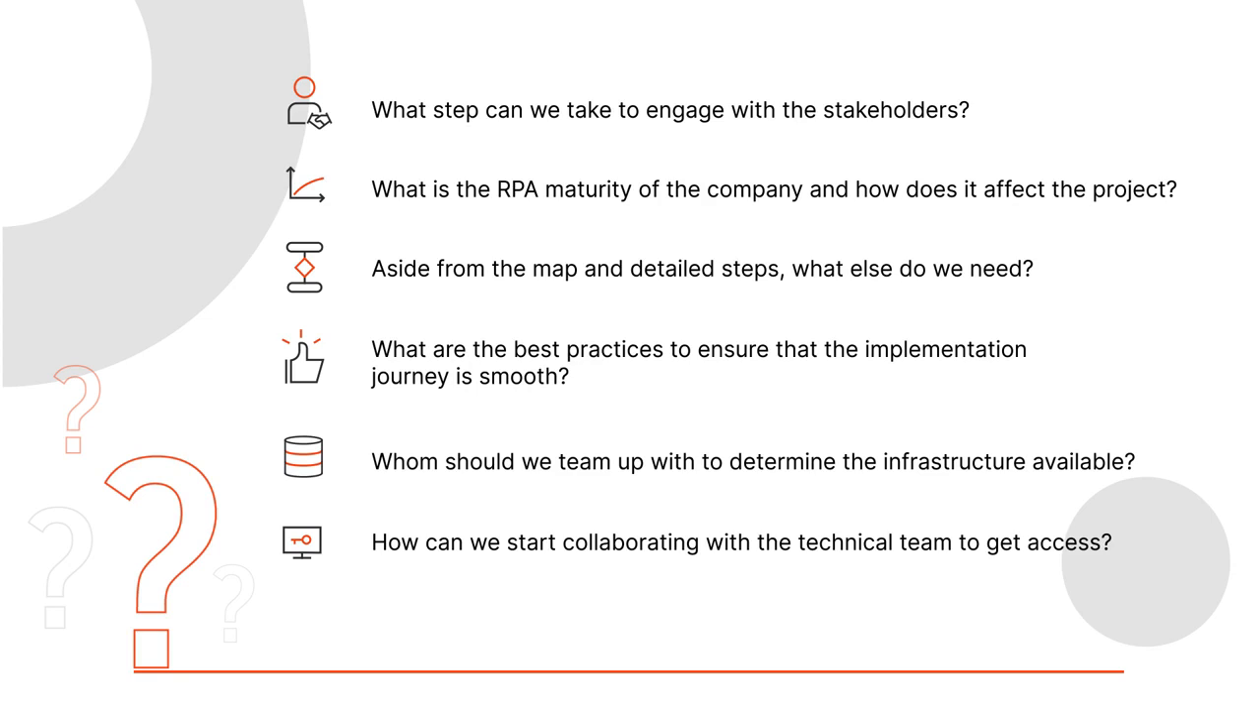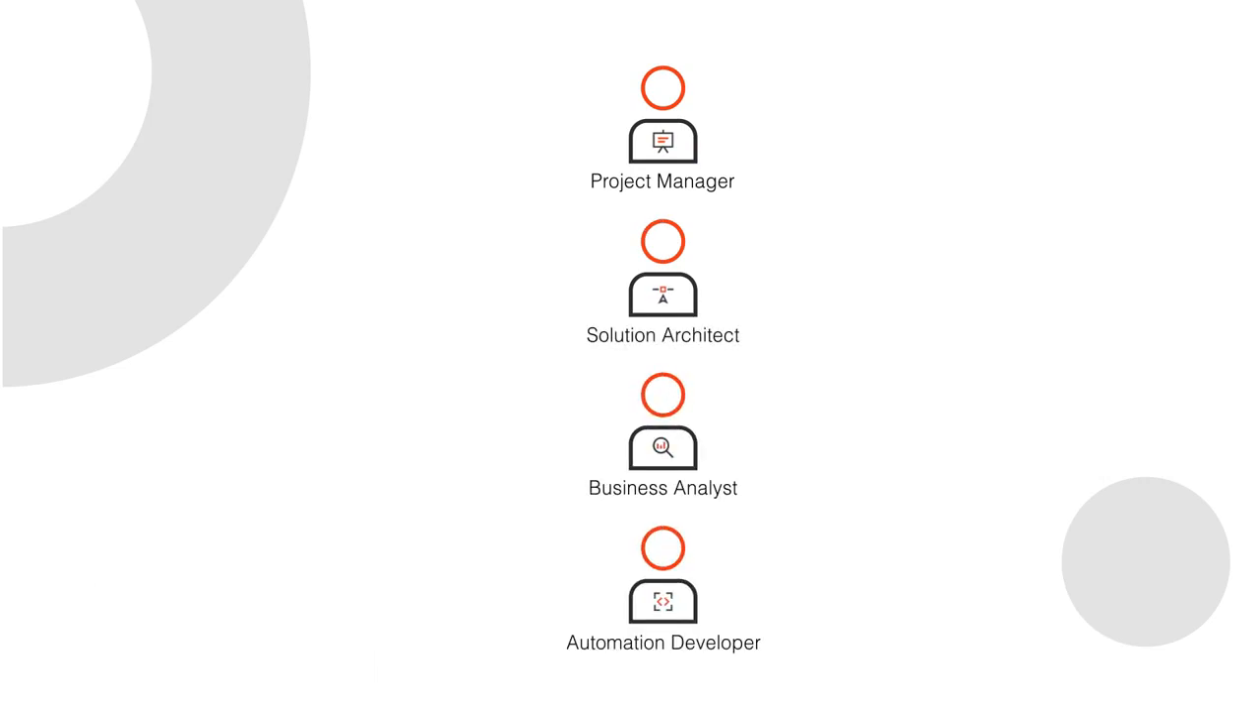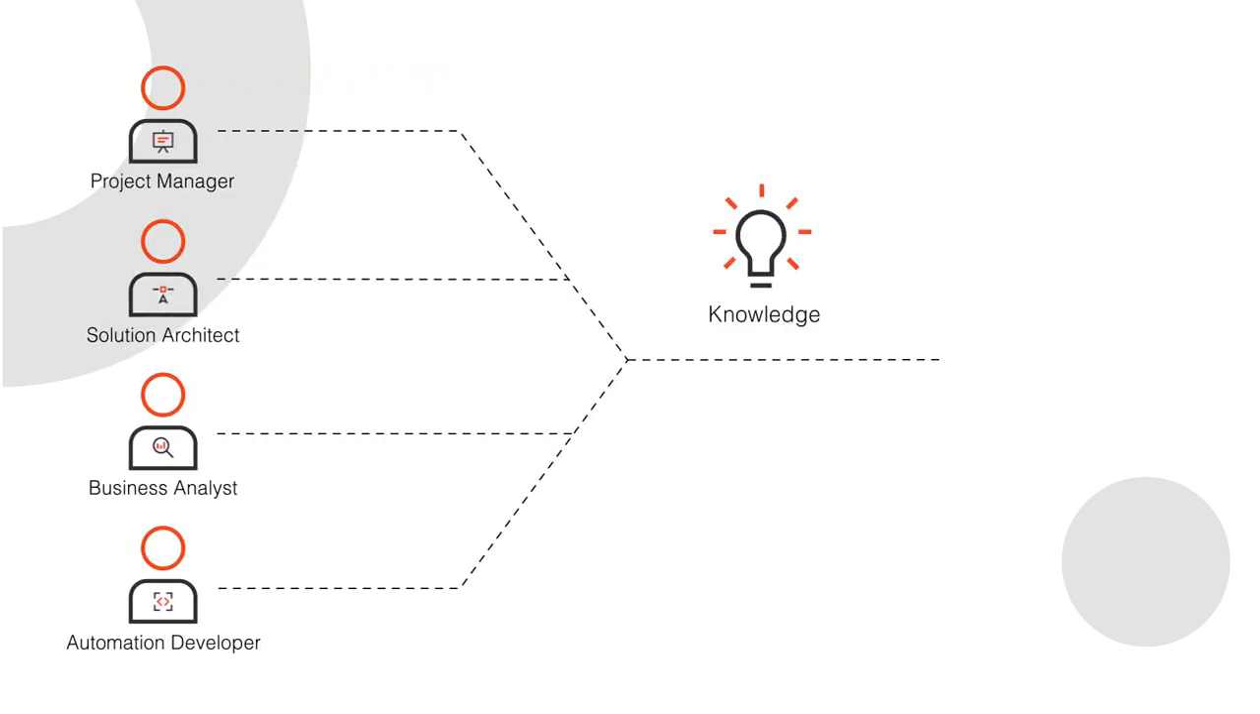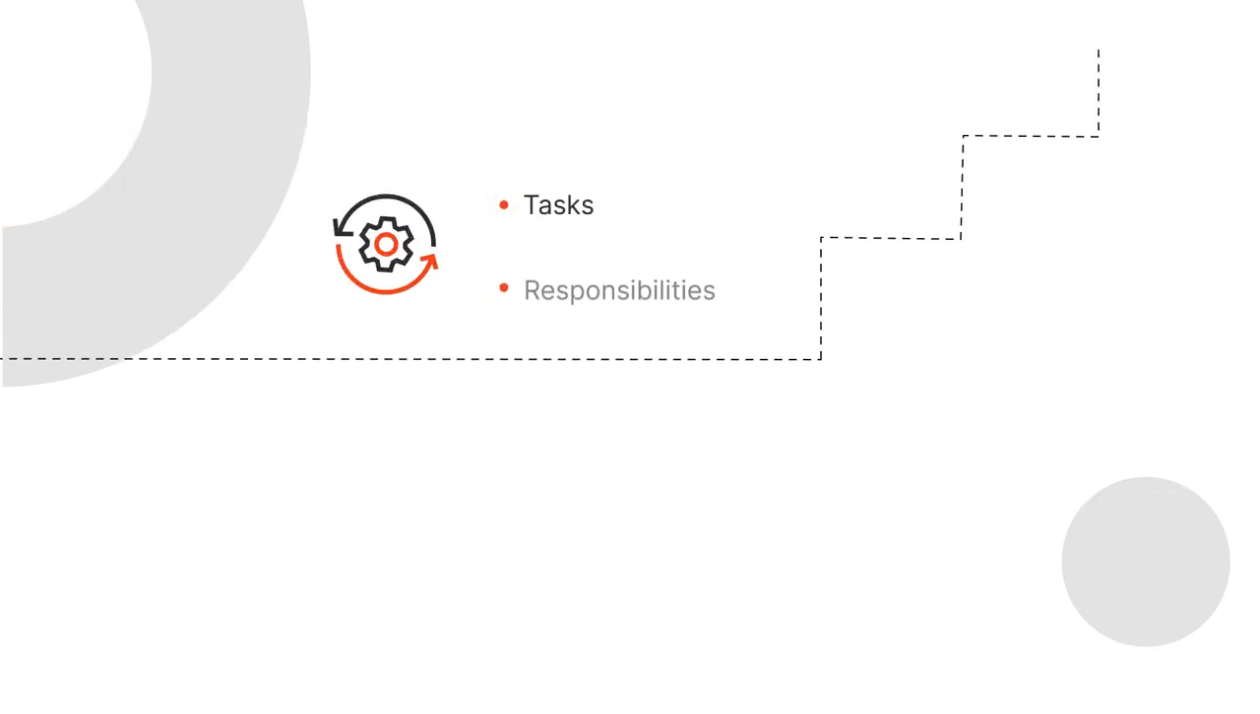In this course, we'll learn about the model that we can use to tackle all these questions and more, and have a successful and high-quality automation implementation. If you are a project manager, solution architect, business analyst, or automation developer, we'll provide you with the knowledge and tools to have a fast, efficient, and reliable implementation process. We'll examine the tasks and responsibilities that must be performed at each stage of the implementation model. In addition, we'll discuss what the typical roles are for both the UiPath and client teams.